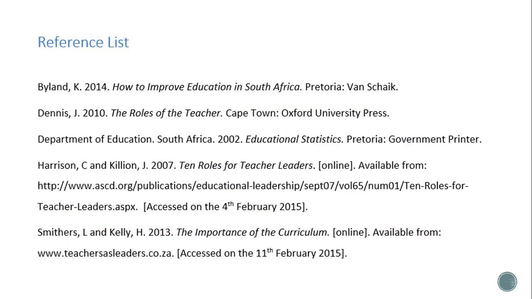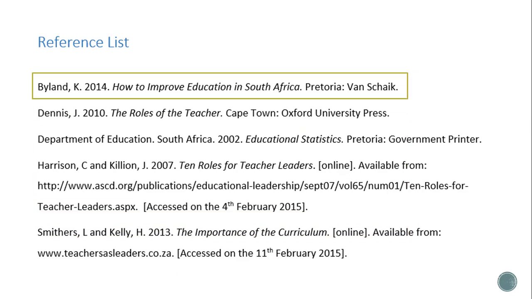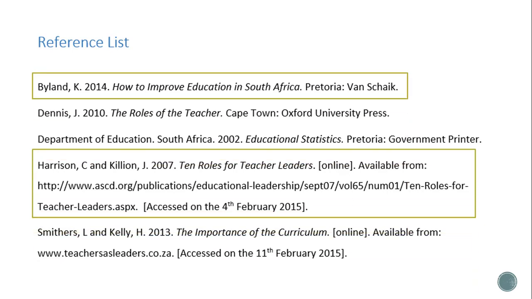Let's look at the reference list from the essay we just looked at. The paragraph we looked at included in-text references from Harrison and Killian and from Byland. Can you find both sources on the reference page? Yes. Up there at the top is the one from Byland, and there is Harrison and Killian. Do you remember that the in-text reference from Byland included page numbers, while the one from Harrison and Killian did not have any page numbers? If we look at the full reference, you can see the reference from Byland comes from a book, and so it should include page numbers, and Harrison and Killian is a web page. Therefore, it does not include any page numbers.